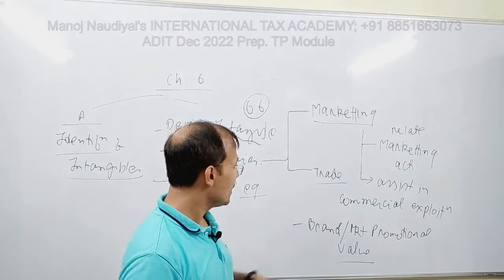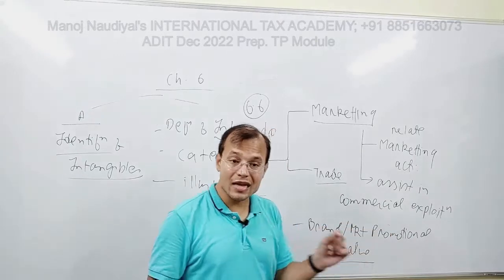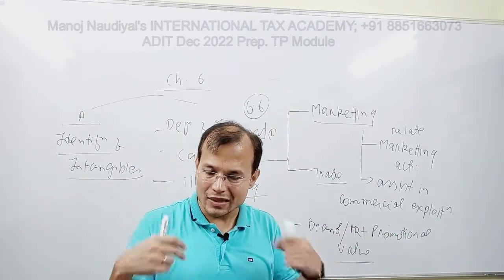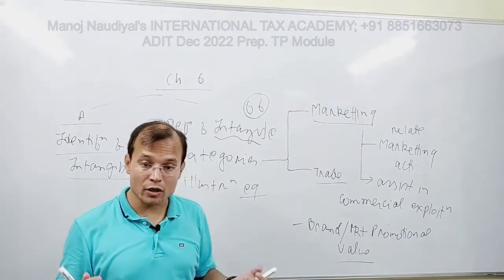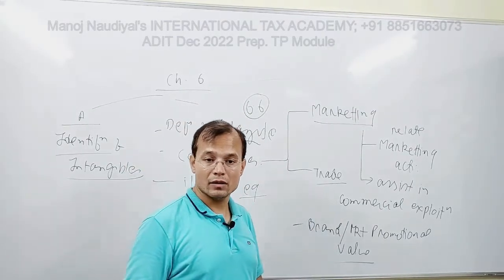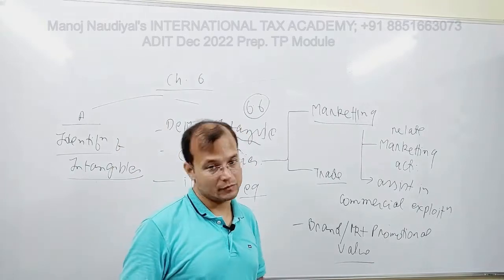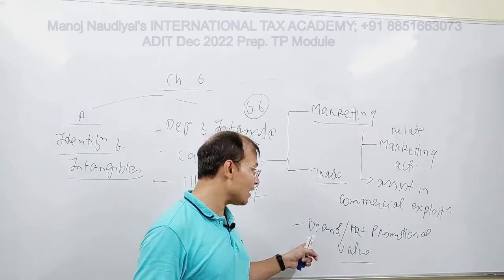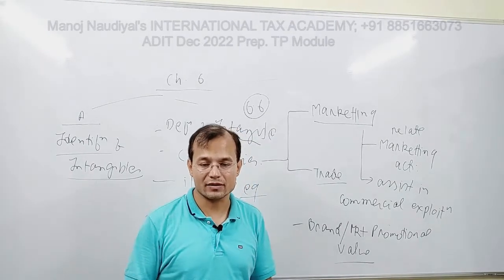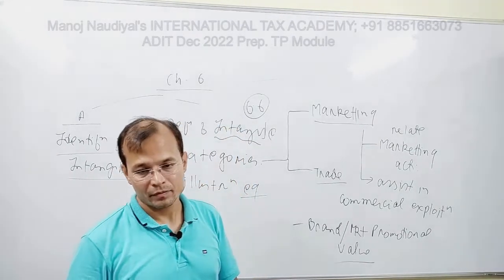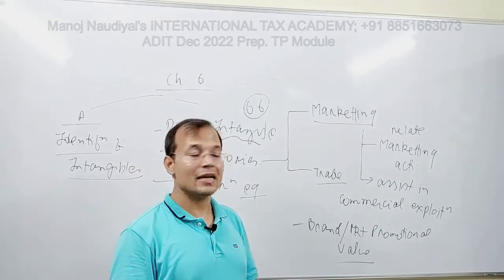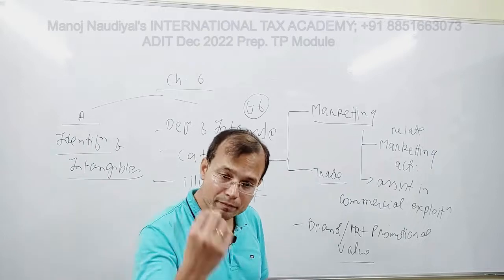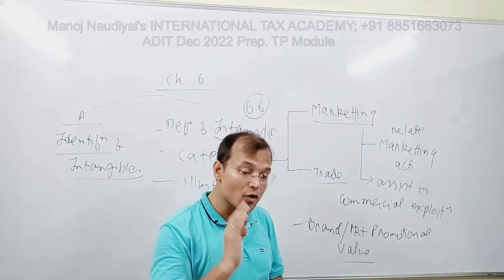Trademark. Assist in the commercial exploitation. Does the trademark Apple assist the company in the commercial exploitation? Of course it does. Status symbol. Premium. Fine. And does it have brand or market promotional value? Of course it has. So trademark is an example of marketing intangible. Trade name is also an example of marketing intangible.